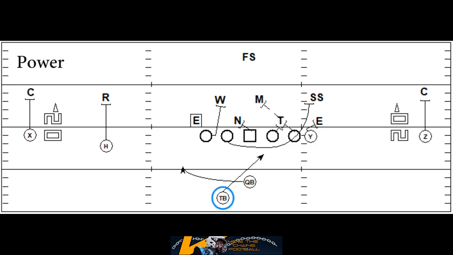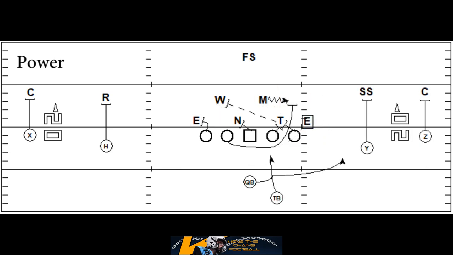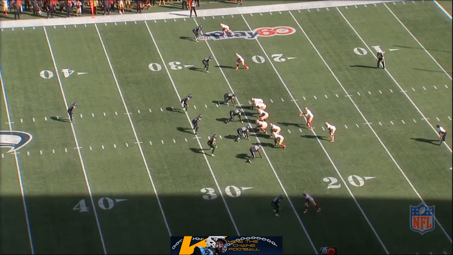Just note that if you want to run power across the formation, you'll need to have a tight end on the play side to kick out the defensive end, especially if you're running power towards the 3-tech defender. Whereas, if you run power to the same side of the formation, you don't need a tight end in the box. So, this first example came in the 2016 Week 3 game between the Seahawks and 49ers.